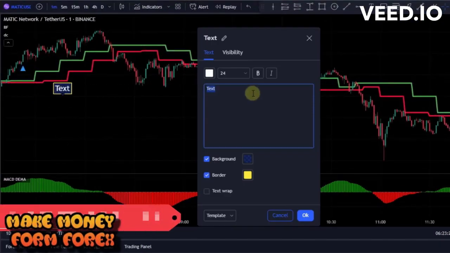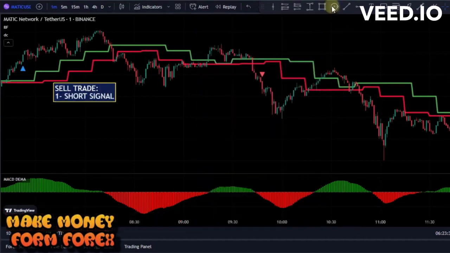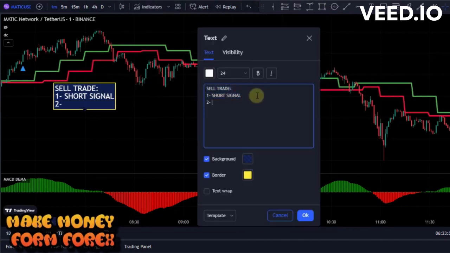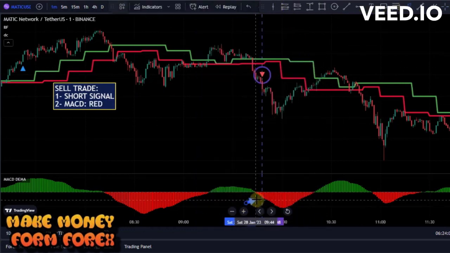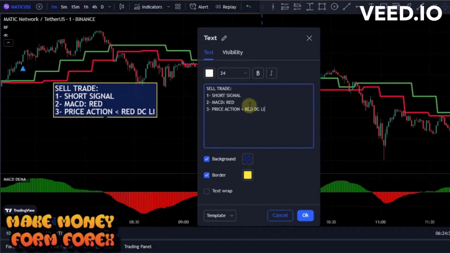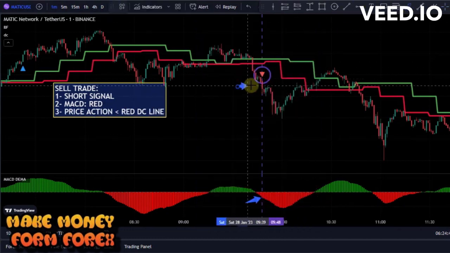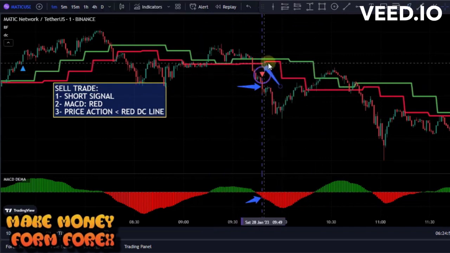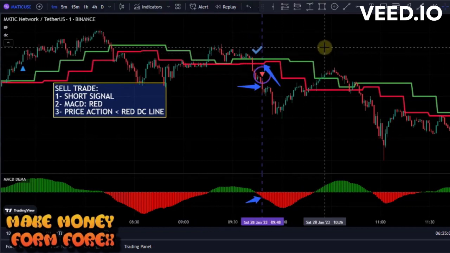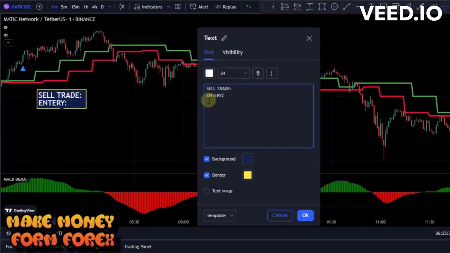To enter a sell trade, the following conditions must be met. First, a short breakout signal must be issued. And after that, this signal should be confirmed by the MACD demo, which means that the MACD histogram should be red. And finally, the price action should be below the downtrend channel red line. The signal is confirmed by having these conditions. And you can enter into a sell trade in the close of the trigger candlestick.